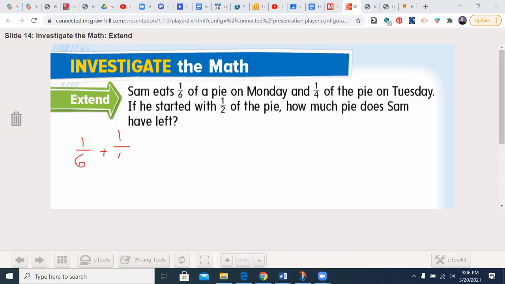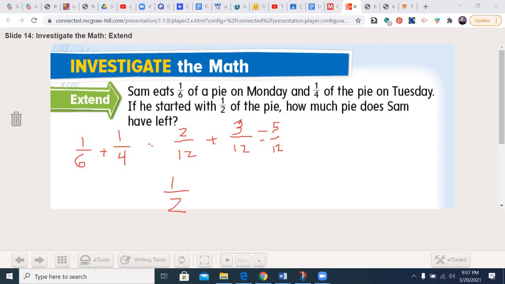What is the least common multiple of 4 and 6? You're right if you said 12. 6 times 2 is 12. 4 times 3 is 12. So if I multiply the 6 twice to get to 12, 1 times 2 is 2. 4 goes into 12 3 times, so I multiply that by 3. And I get 5/12.